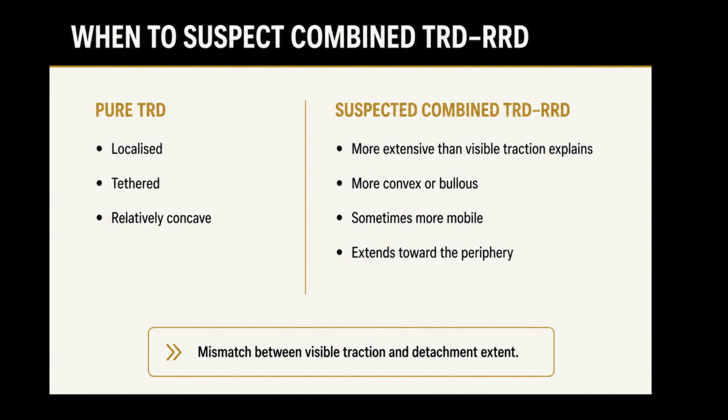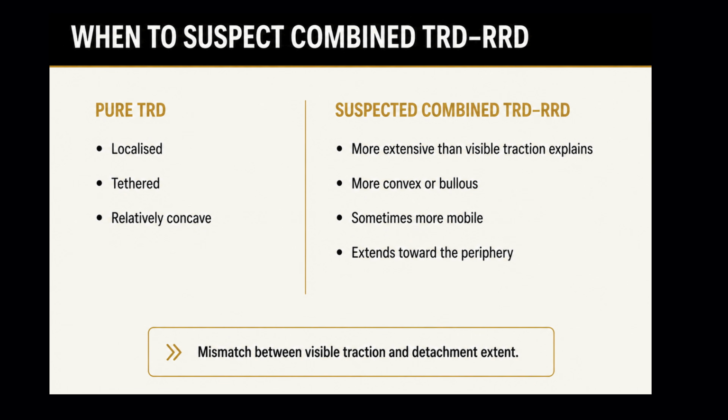Okay, in the beginning of this lecture, I told you the difference between TRD and combined TRD and rhegmatogenous retinal detachment. Now, the important clinical question to ask is not simply whether traction is present, but whether traction alone still explains the entire detachment. So, you have to suspect that a rhegmatogenous component has developed when a previously localized, tethered, or relatively concave TRD now becomes more extensive than the visible traction would explain.